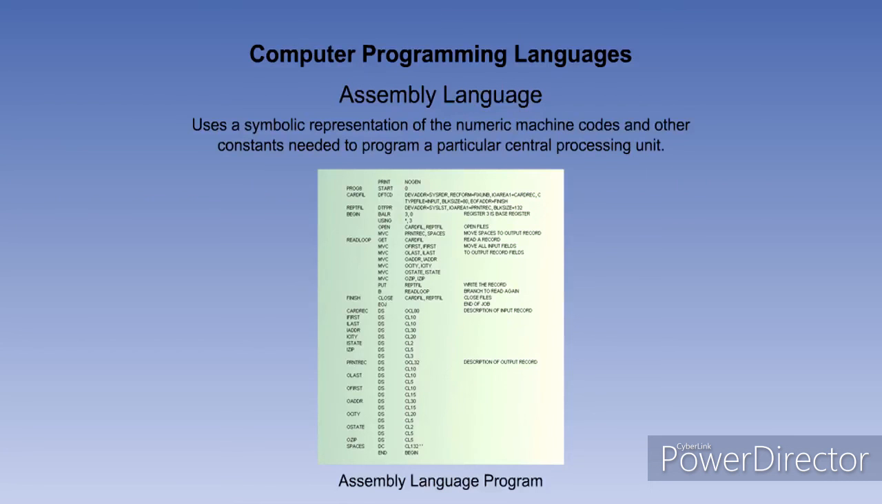Assembly languages use a symbolic representation of the binary codes and other constants needed to program a particular central processing unit. This representation is usually defined by the CPU manufacturer and is based on abbreviations, called mnemonics, that help the programmer remember individual instructions. A particular assembly language is thus specific to its related CPU.